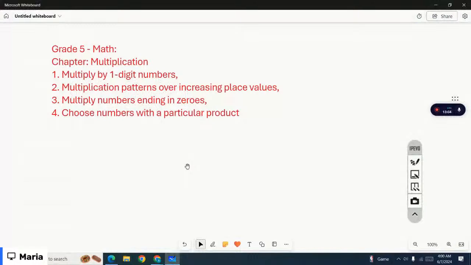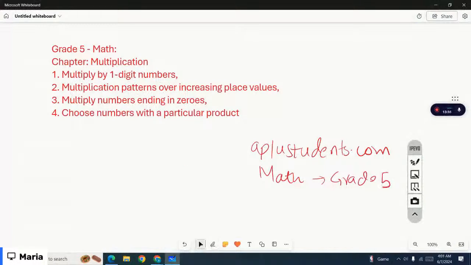We are here for grade 5 math. You can find all the lessons on aplusstudents.com. You have to log in there using your email address and password as provided by the administrator. Then you have to select math from the subject tab. Scroll down to grade 5 and then click on view all lessons. There you can find a list of the chapters.